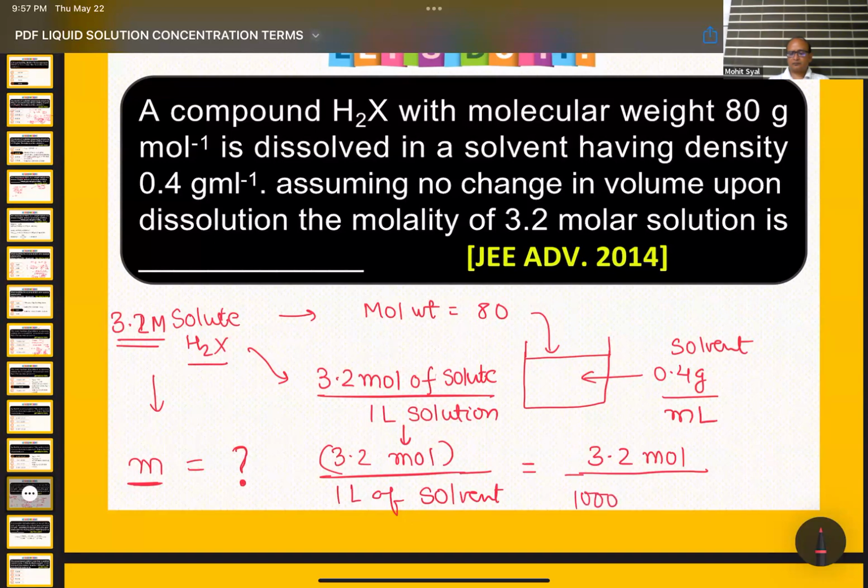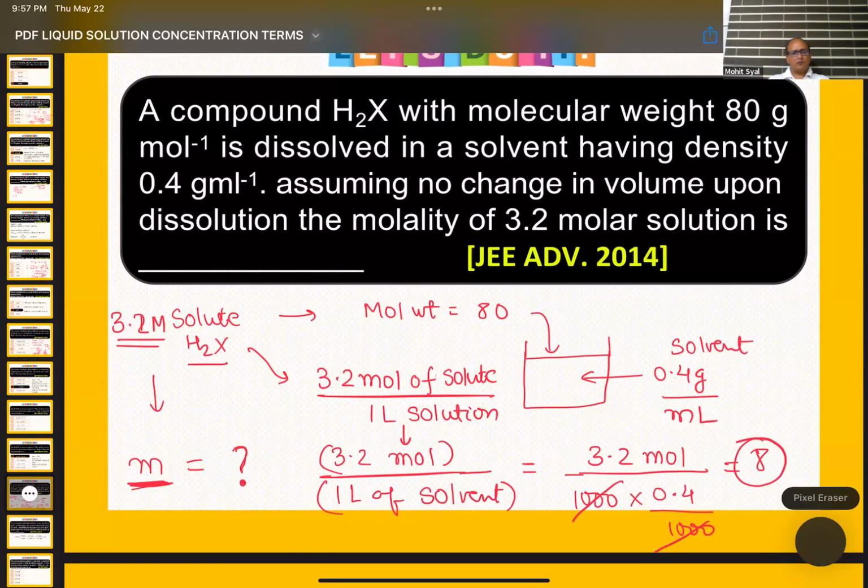The mass, I don't think we need it, because in the denominator, molality is moles divided by mass of the solvent. Mass is 0.4 kilograms. It is 0.4 for 1 ml, so for 1000 milliliters, I multiplied this volume of 1000 ml by 0.4. So that is the mass. And divide by 1000 to make it kgs. So it is 8.